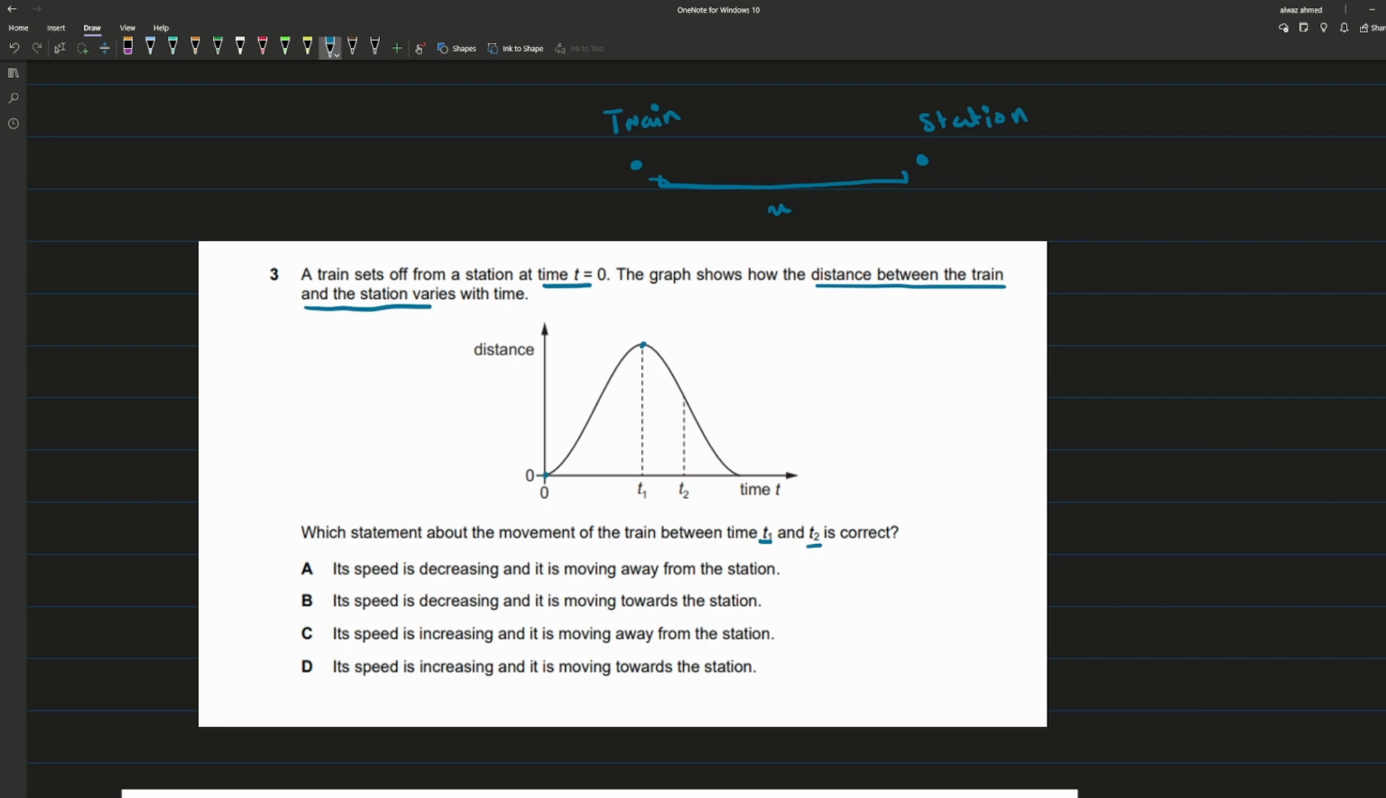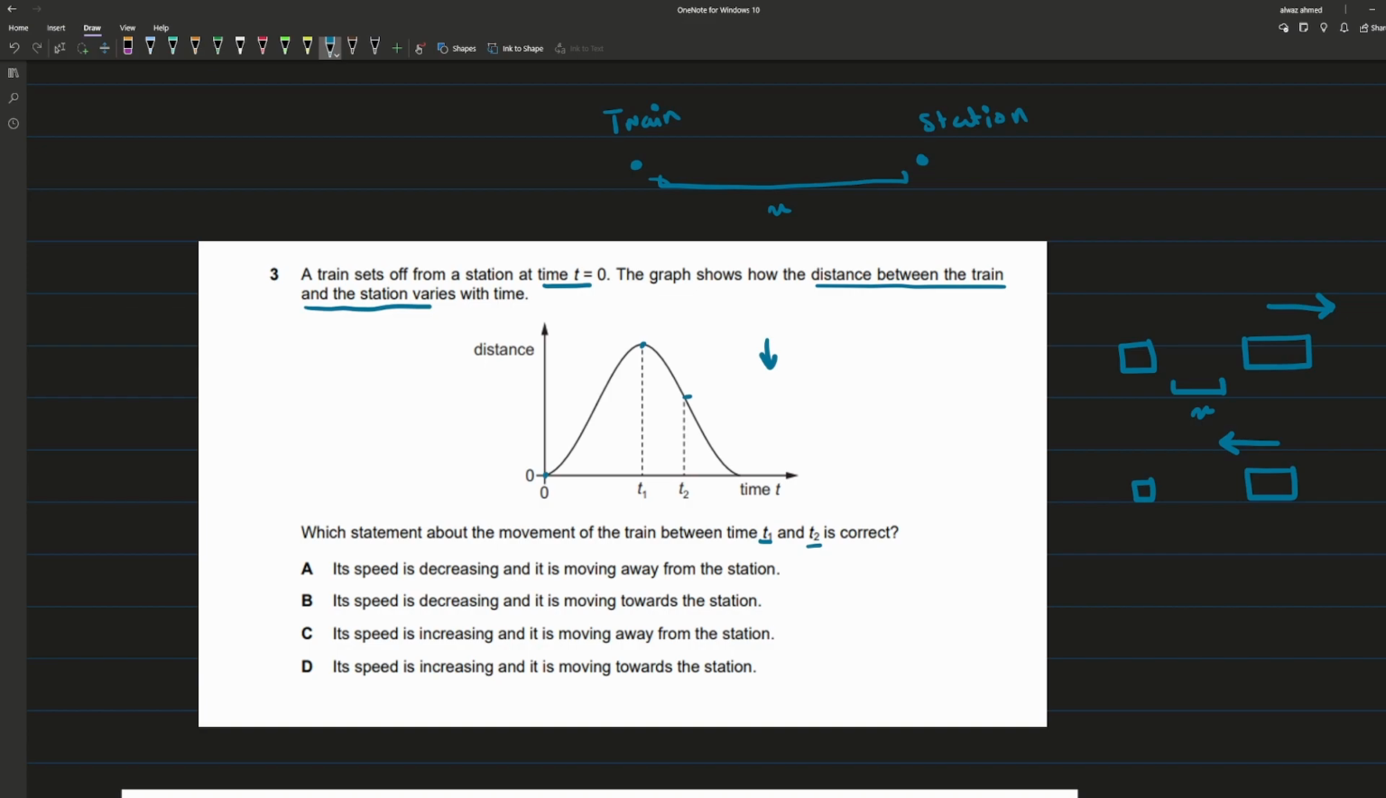Okay, so let's start and look at it. The first option says that its speed is decreasing and it is moving away from the station. Now the first thing that we need to make sure is whether the train is moving away from the station or towards the station. So if this is our station and this is our train, the distance between them would increase when the train is moving away from the station, and the distance between them will decrease when the train is moving towards the station. And we can see that from time t1 to t2 the overall distance has decreased, which means that the train is moving towards the station.